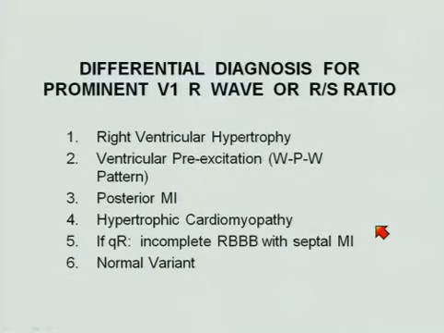The differential diagnosis for a prominent V1 R wave or an RS ratio, there are several things that can cause that as well. Again, RVH. But ventricular pre-excitation, WPW, is another cause. Posterior myocardial infarction is a cause. Hypertrophic cardiomyopathy, I already showed you one of those. And if it's a QR, it could be an incomplete right bundle with a septal MI. Or finally, an R wave prominent in V1 can be a normal variant.